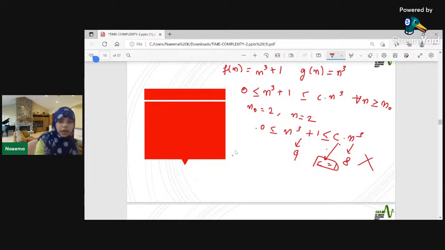So let's take a different value of c. Let's take c as 2. Now 0 is less than or equal to n cube plus 1, less than or equal to c n cube. This would be 9 again, and n cube is 8 and c is 2.